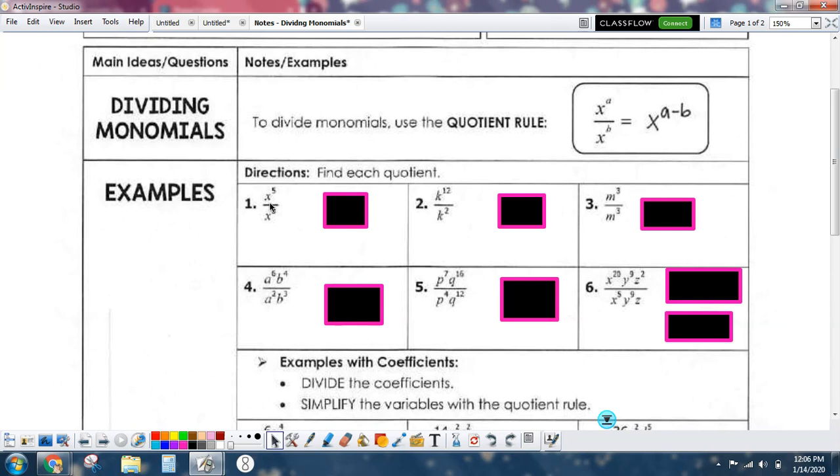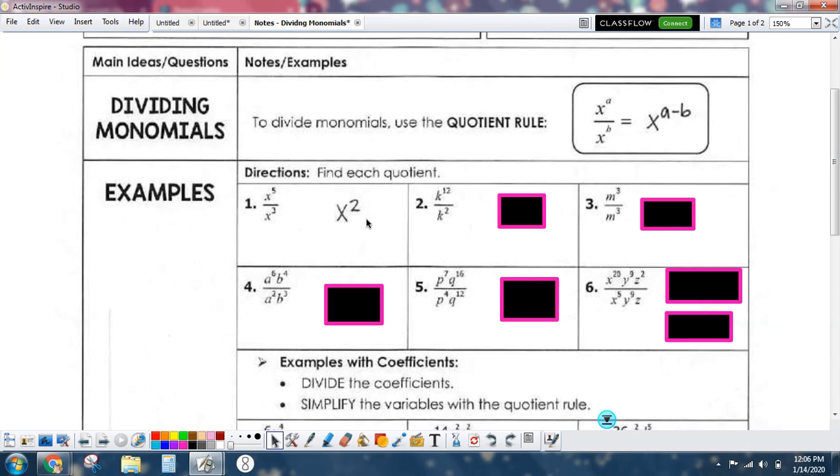So let's try some examples. For number 1, we have x to the 5th divided by x to the 3rd. So our base is x, and we just need to subtract our exponents. So 5 minus 3, that's going to be 2. So our answer is x squared, or x to the 2nd power. Now make sure when you're talking about these that you're saying it's to the power of. Don't just say x2. X2 would just be x and then a normal size 2 next to it. This is x squared or x to the 2nd power.